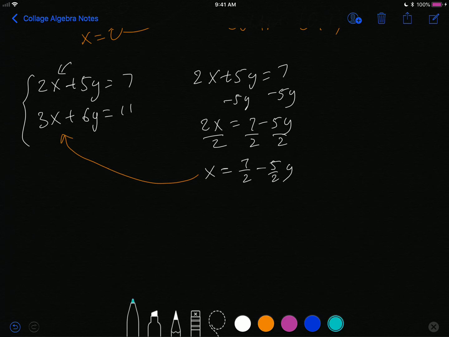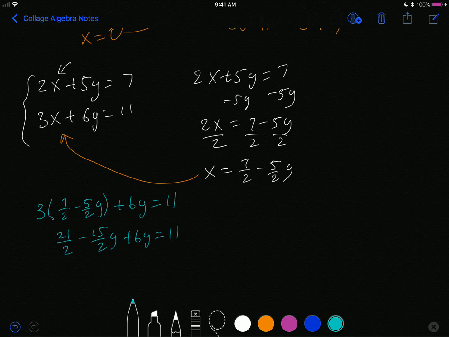So the second equation is going to change. It's going to be 3, but instead of x, I'm going to go 7 over 2 minus 5 over 2y, plus 6y equals 11. And I gotta find what y is. Distribute the 3. 3 times 7 is 21. 3 times 5 is 15. Plus 6y equals 11.